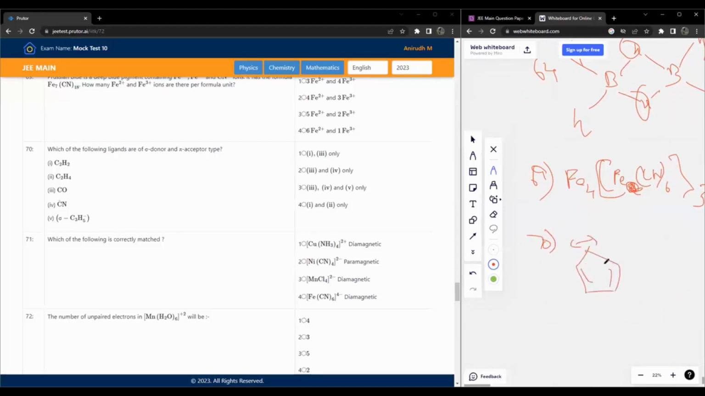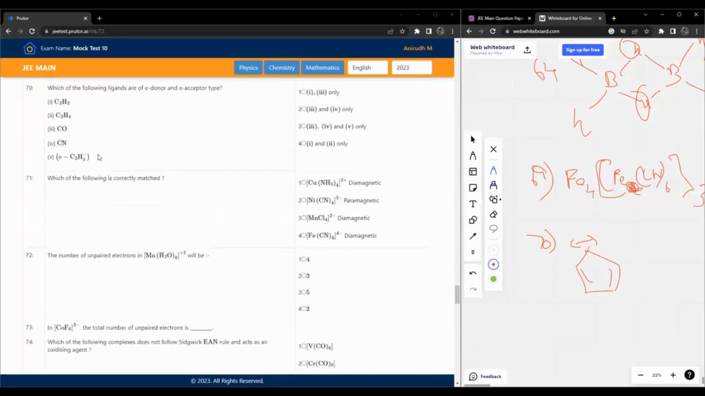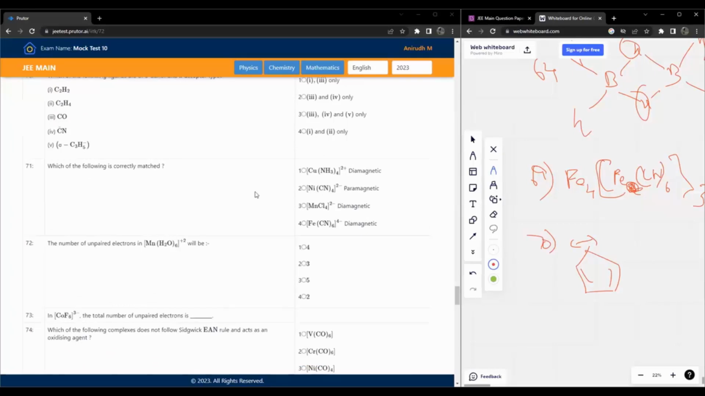So since it has this kind of thing, if it gets back a pi accepting state, it becomes anti-aromatic, and so it does not do pi acceptance. It has only sigma donation, right? So that one is basically ruled out, right? The pi acceptors here are basically CO and CN minus, and so it's basically 3 and 4. So the following is correctly matched.